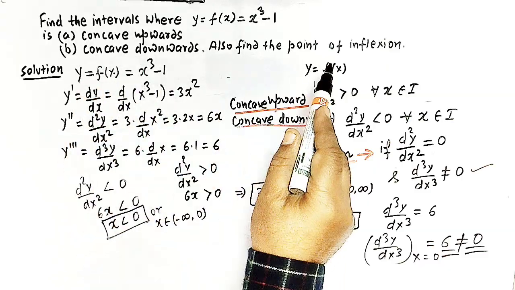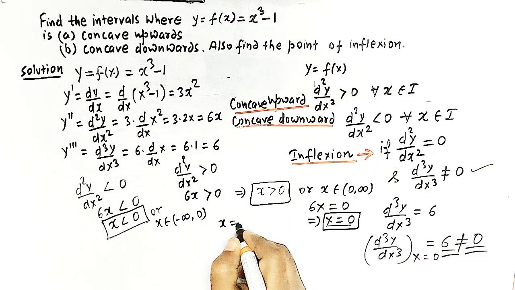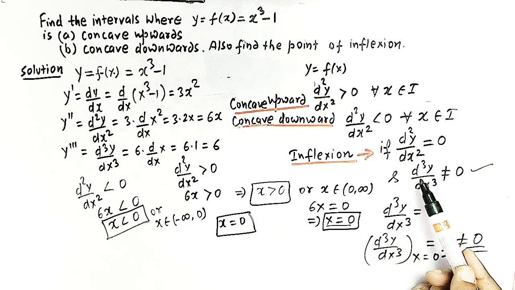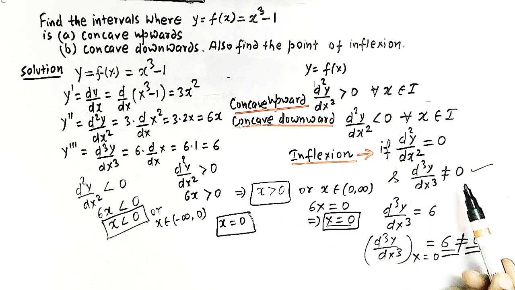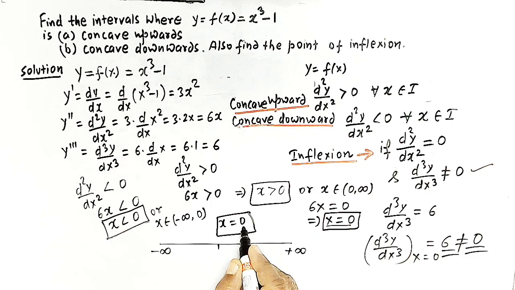So the point of inflection of this curve is given by x is equal to 0, and here the third derivative is not equal to 0 at this point x is equal to 0, right? So here we have the real number line minus infinity to plus infinity. Here we have this point x is equal to 0.